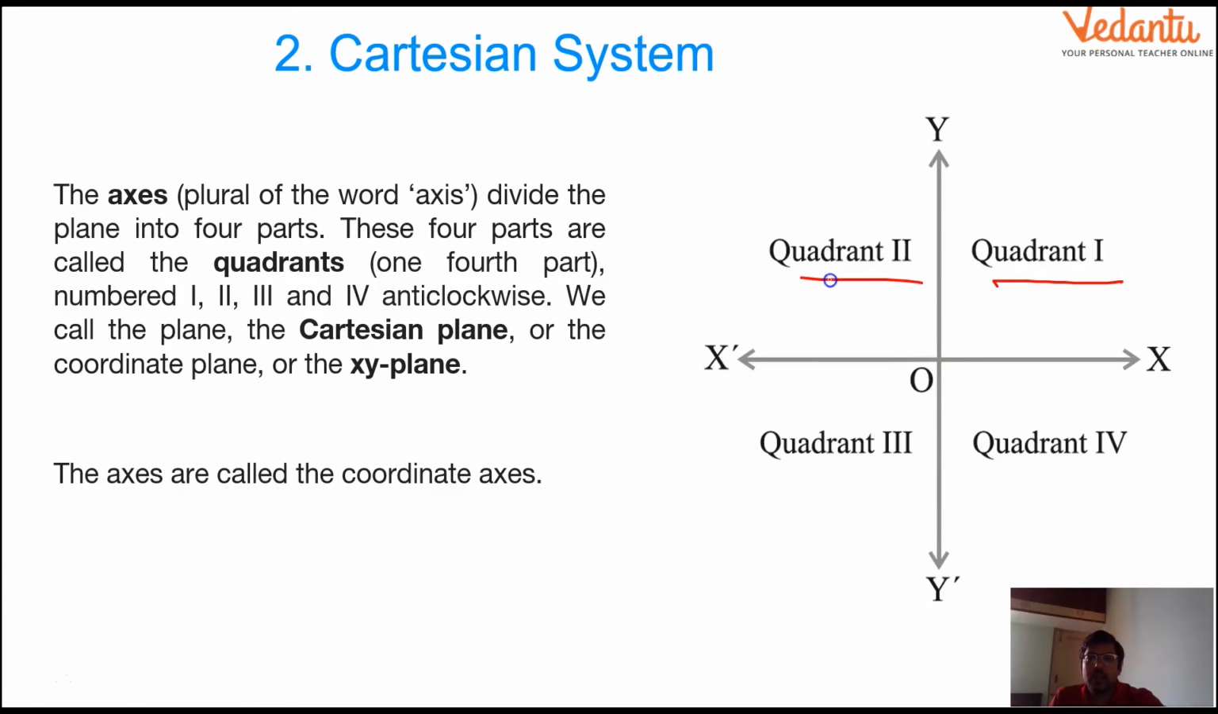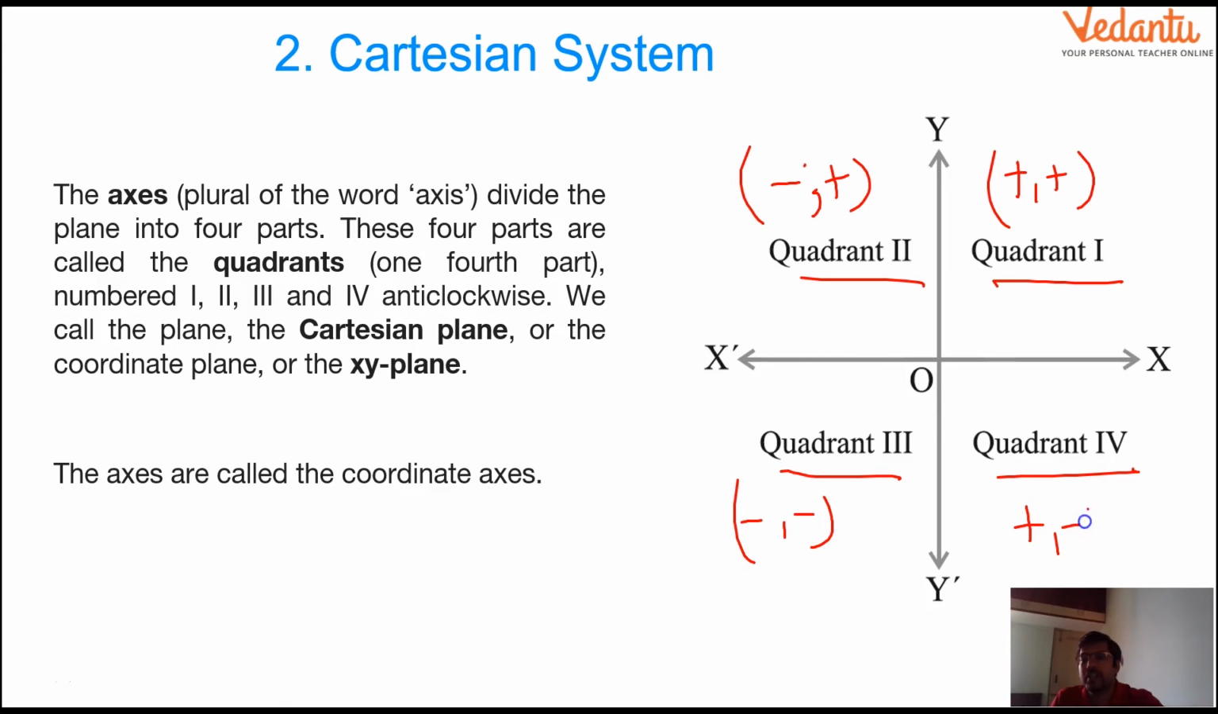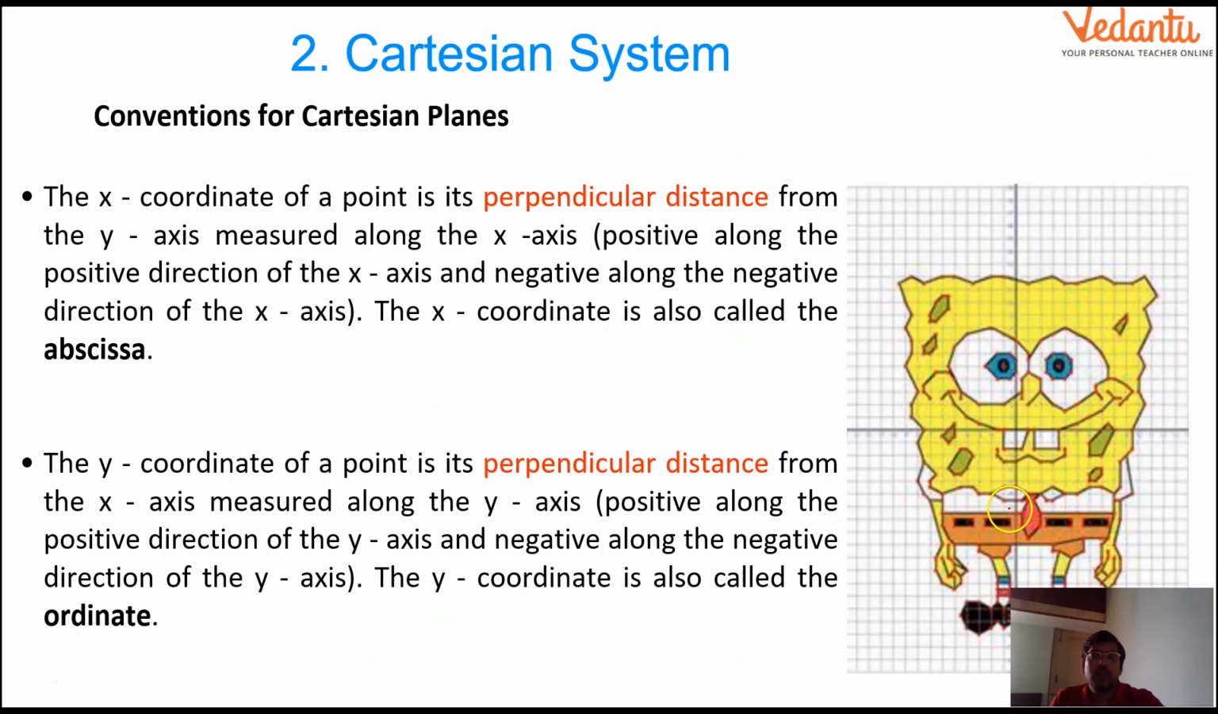This is quadrant 1, quadrant 2, quadrant 3 and quadrant 4. This is what I was talking about. This is plus comma plus, minus comma plus, minus comma minus, and this is plus comma minus, isn't it? Okay. So if you have understood this, let's move on.